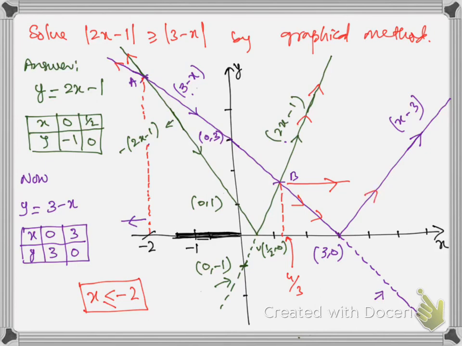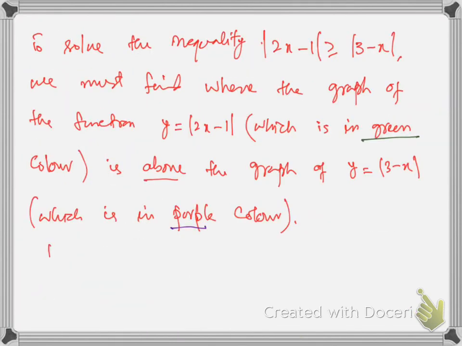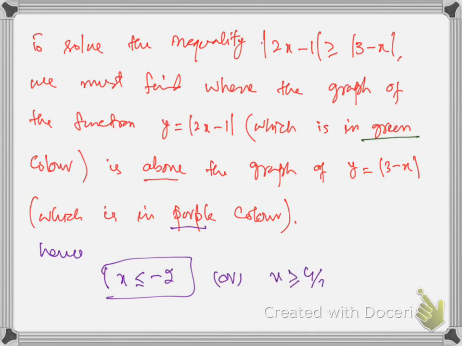So according to this situation, we can say when x is greater than or equal to 4/3, then the green graph is above the purple graph. So that's the solution of this inequality. Hence the answer is x is either less than or equal to minus 2 or x is greater than or equal to 4/3.